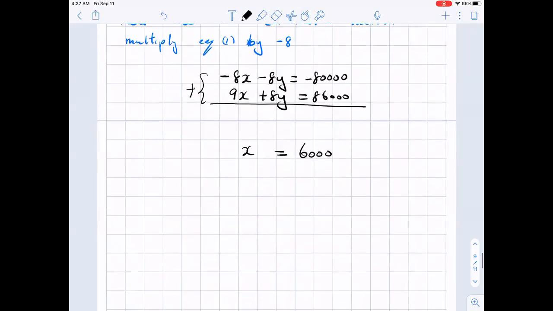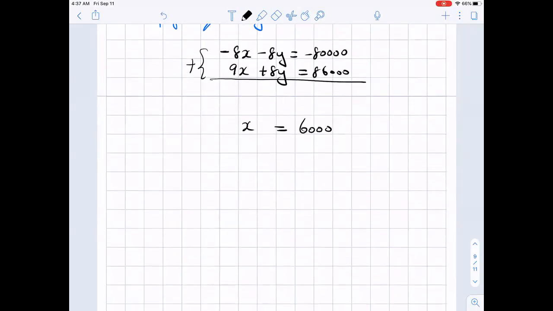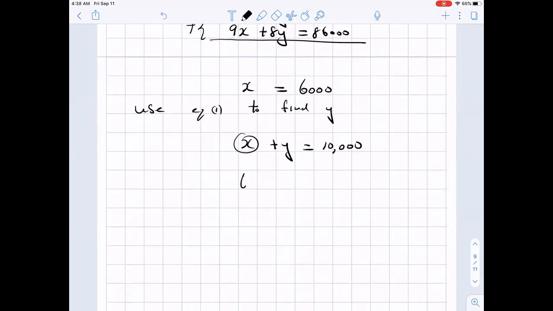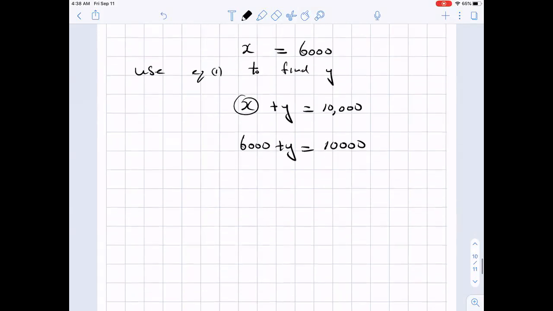Now remember, use equation 1 to find y. X plus y we know is 10,000. So x is 6,000 plus y is equal to 10,000. We can minus 6,000 on both sides. So we have y is equal to 4,000. Now you cannot just say x is 6,000 and y is 4,000 because we don't know what x and y is.